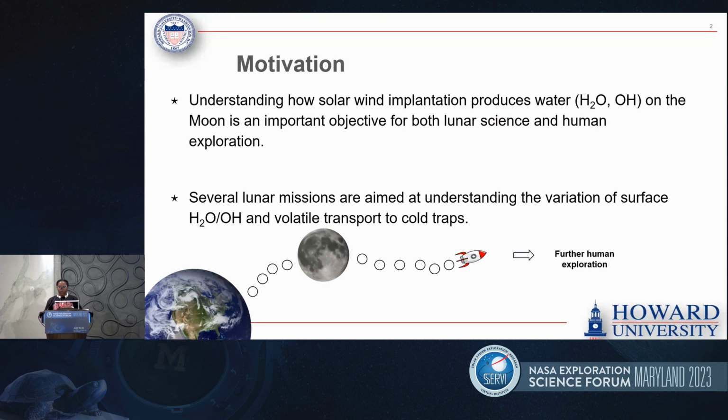And that is why we wanted to try and understand how solar wind implantation produces water, hydroxyl, and other water products on the moon, as I said before, for current and future lunar exploration projects. We were also trying to understand how the variation of surface hydroxyl, water, and other water products and volatiles transports to cold traps usually located at the poles.